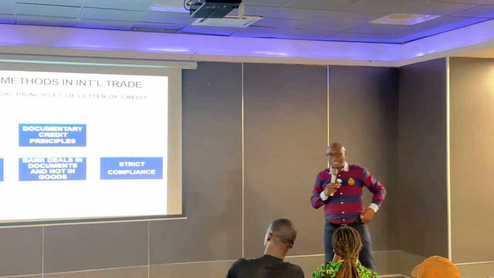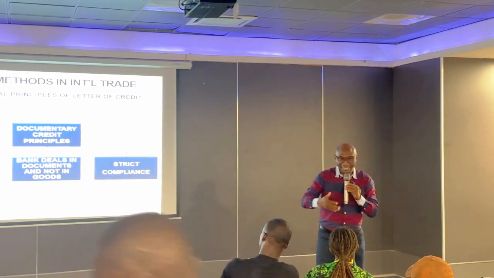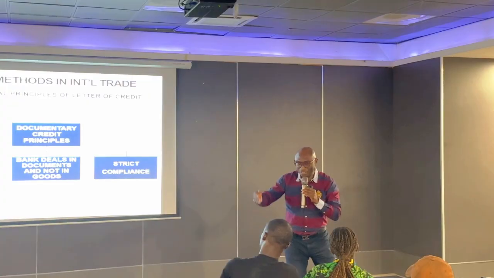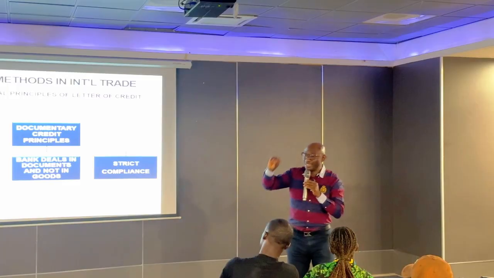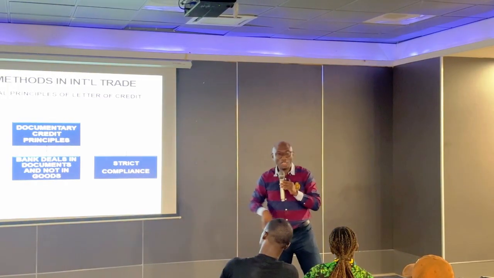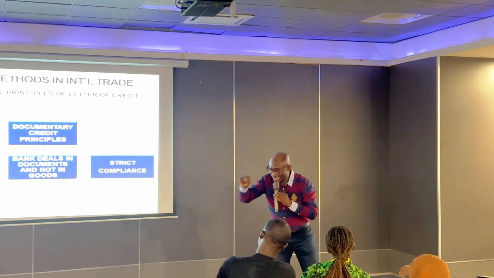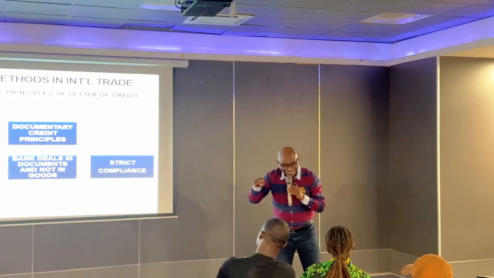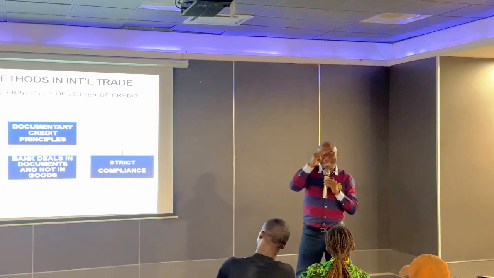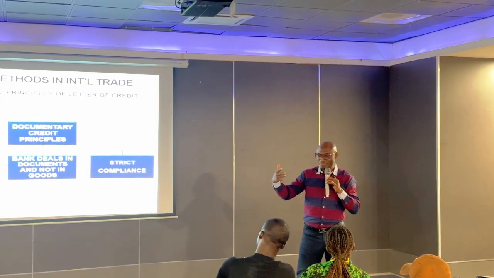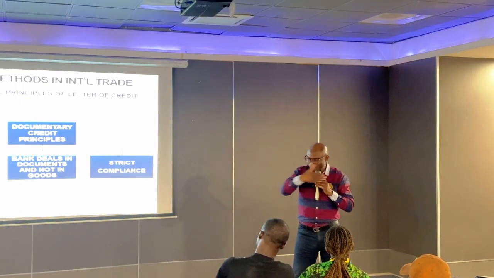Why is it discrepant? Because UCP says an LC is compliant when the documents presented comply with the terms of the LC, first level of compliance. Second level of compliance, comply with the terms of UCP. Third level of compliance: comply with what? International Standard Banking Practice. Have you seen that one? Fantastic. So the beauty of ISBP is that it expatiates UCP, particularly Articles 18 to 25.